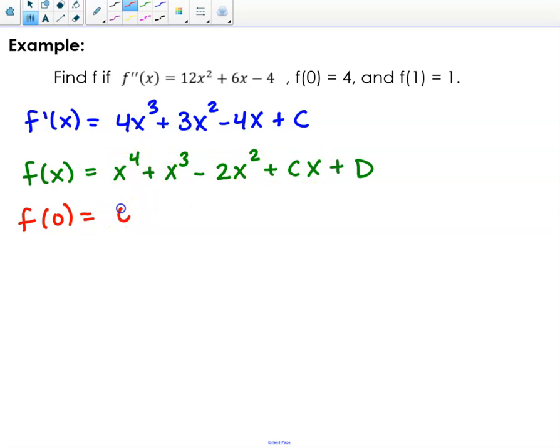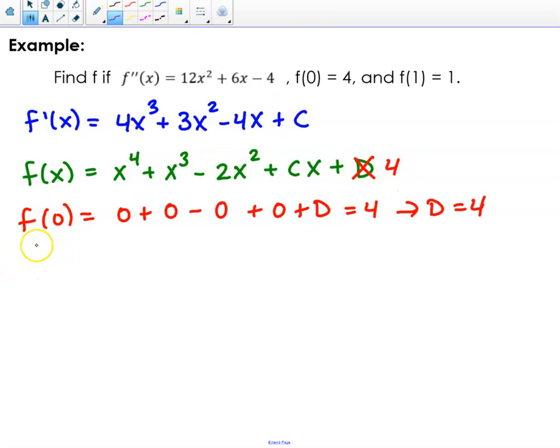So 0 to the 4th is 0, 0 cubed is 0, negative 2 times 0 squared is 0, c times 0 is 0, plus d equals 4. So that means that d is equal to 4. So in the f of x function, instead of d, I'm going to use 4 now.